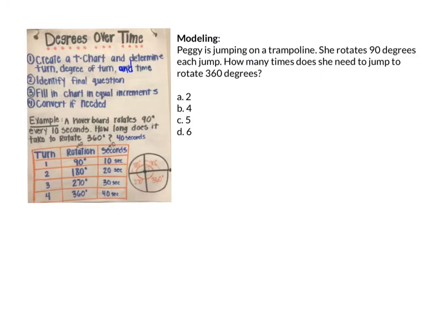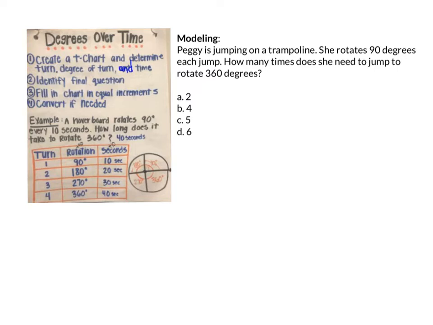Peggy is jumping on a trampoline. She rotates 90 degrees each jump. How many times does she need to jump to rotate 360 degrees? So I'm imagining someone jumping on a trampoline, and every time they jump, they rotate a little. They rotate 90 degrees. I want to find out how many times she needs to jump to rotate 360 degrees.